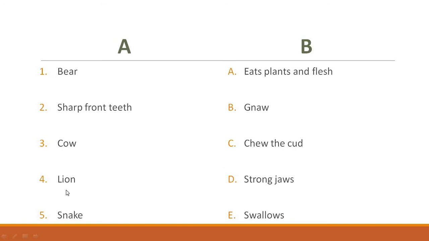Okay. Fourth is lion. They have strong jaws. Jaw means the lower part of the mouth, correct? When you chew the food, your jaw moves, correct? The lower part of the mouth moves. So the lion has strong jaws. Only then will they be able to hunt their food.